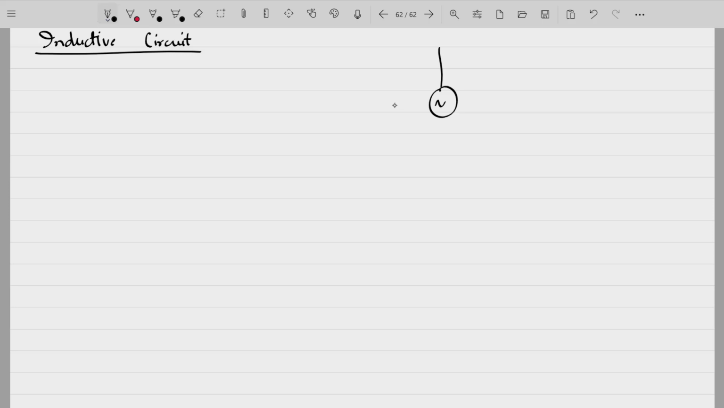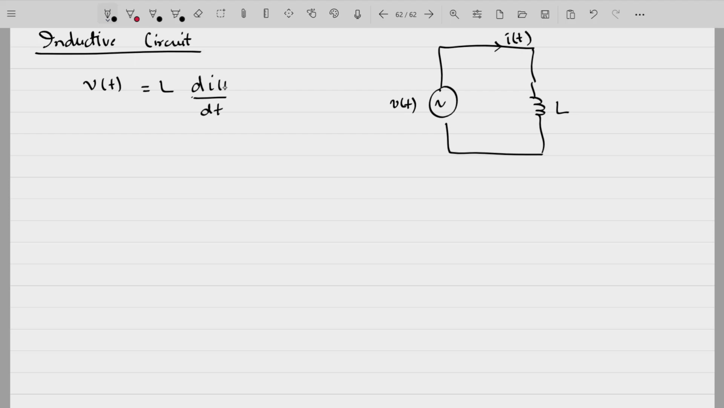So now you have an AC voltage supplying an inductive element L. So there is a current i(t) flowing through this circuit. Now we know for an inductive circuit, the relationship is v(t) is equal to L di by dt. Fine. So it's the differentiation of this current, multiplied by L, that gives the voltage across the inductive element.